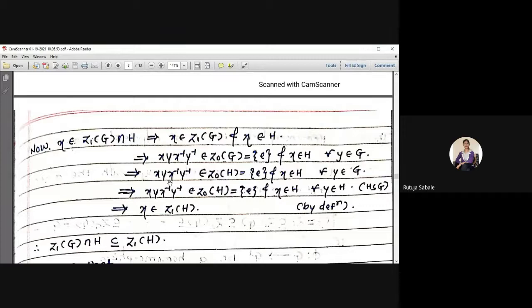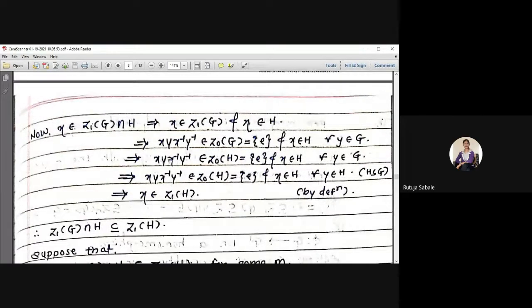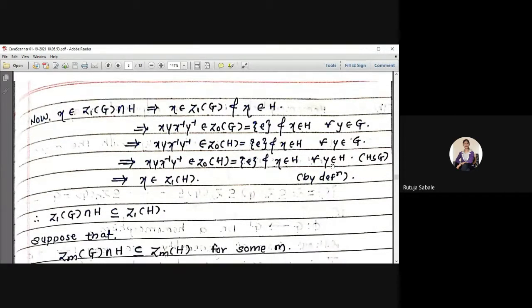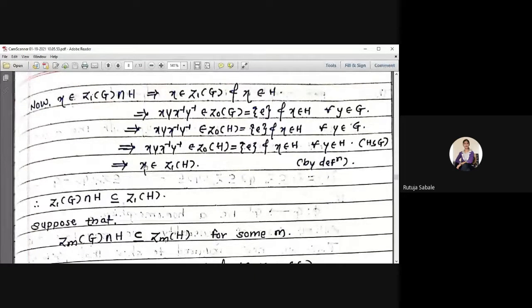Now look here, which implies that x y inverse belongs to Z0 of G, which is equal to singleton E, and x belongs to H for all y belongs to G. This step implies that x inverse y inverse belongs to H, which is equal to singleton E, and x belongs to H for all y belongs to H. Look here, because H is contained in G. Why? Because H is a subgroup of G.